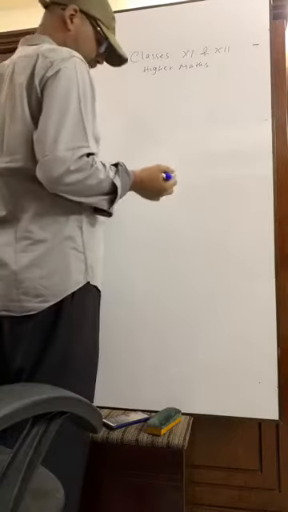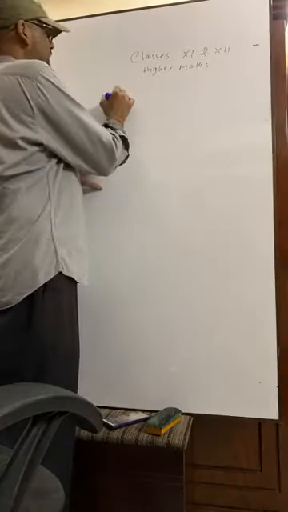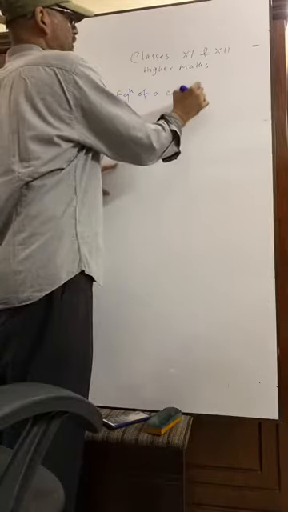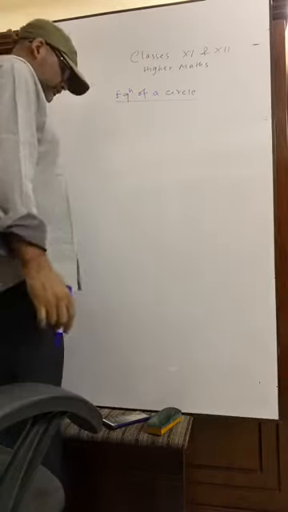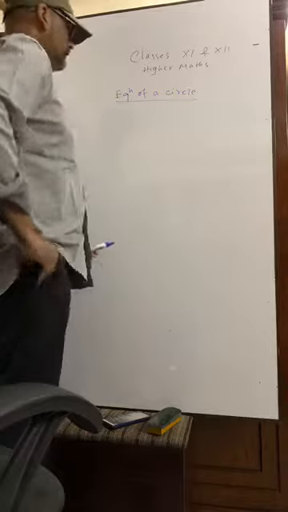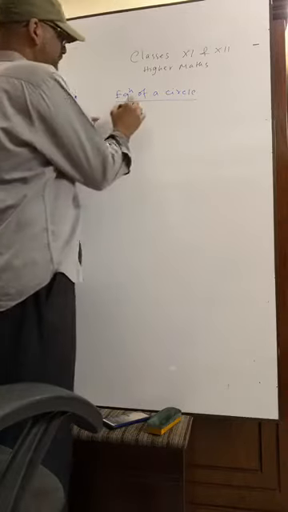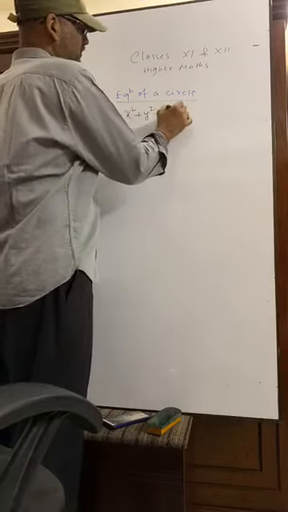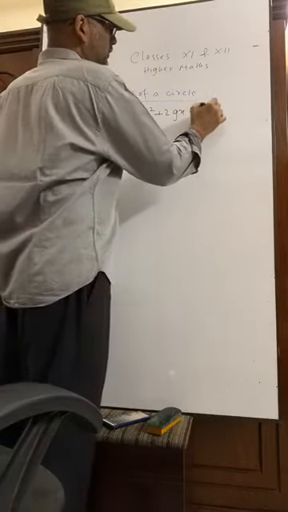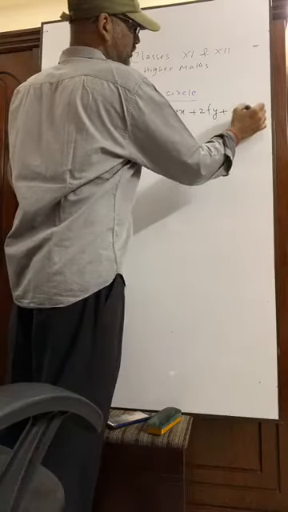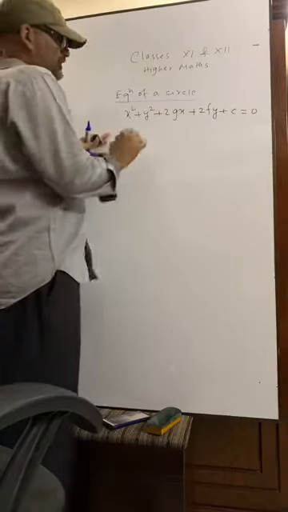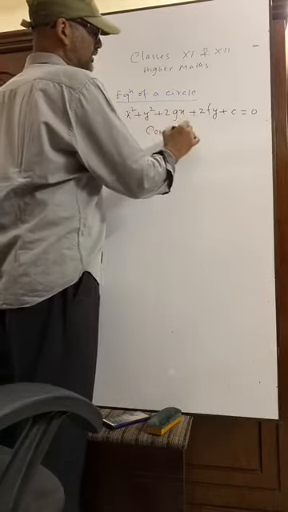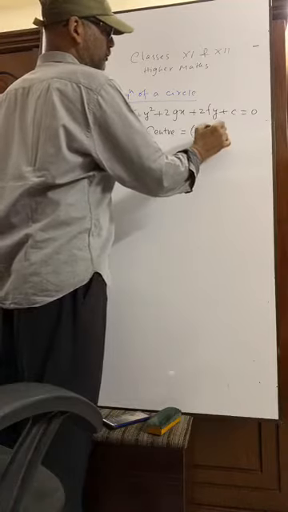Suppose the equation of a circle, right? We know a lot regarding this circle, that is x square plus y square plus 2gx plus 2fy plus c equals to 0. Okay. So what is its center? Its center is minus g, minus f.